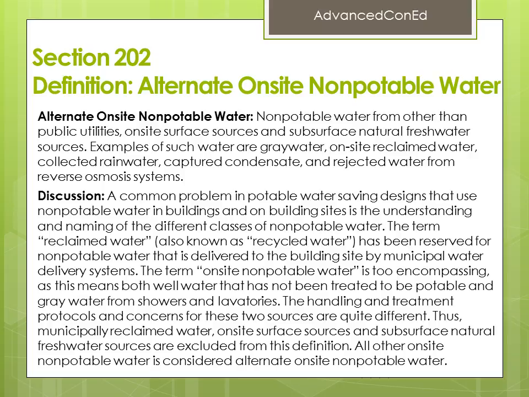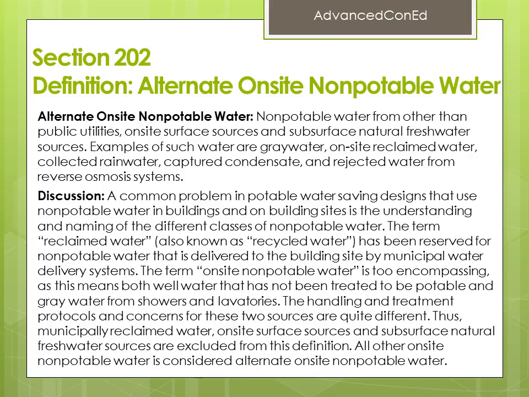Section 202, Definition, Alternate On-Site Non-Potable Water. Alternate on-site non-potable water: non-potable water from other than public utilities, on-site surface sources, and subsurface natural freshwater sources. Examples of such water are gray water, on-site reclaimed water, collected rainwater, captured condensate, and rejected water from reverse osmosis systems.